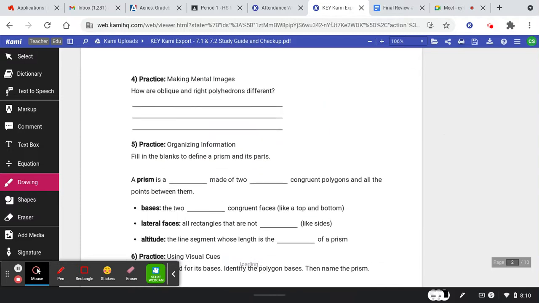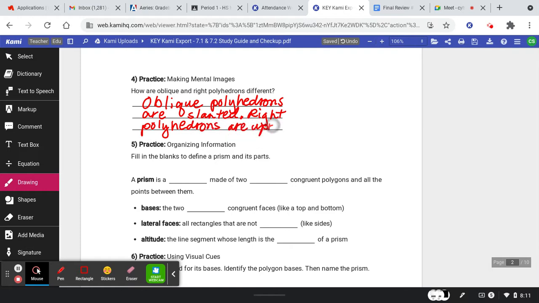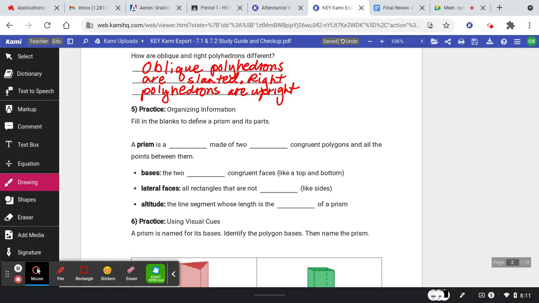Okay, again, if I'm going too fast, this key will be provided for you at the end, but let's keep up. All right. How are oblique and right polyhedrons different? So here are two new vocab words. Oblique, you can see the spelling right there in the question. Oblique polyhedrons are slanted. Right polyhedrons are upright. If you want to, go Google an image of an oblique, slanted polyhedron or of a right polyhedron to visualize, feel free to do that.